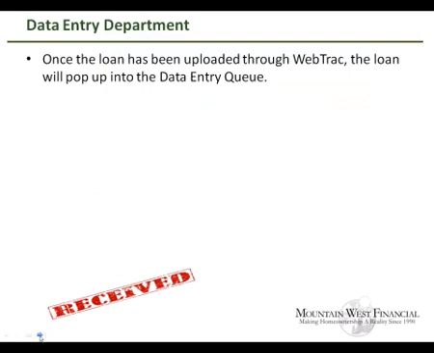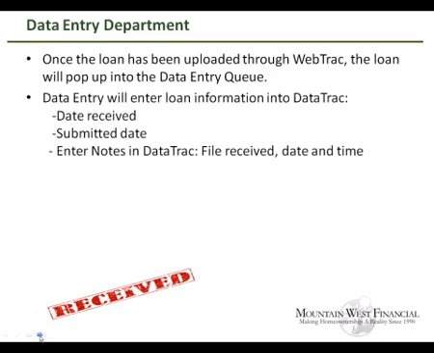Now that you have uploaded your loan and attached your Fannie Mae 3.2 file successfully, the file enters our data entry department. Once the loan has been uploaded through WebTrack, the loan will pop up into the data entry queue. The data entry will enter the loan information into DataTrack. For example, the date received, the submitted date, and they will also enter in notes that the file was received, the date and time that it was received.